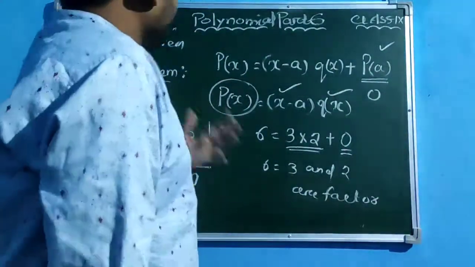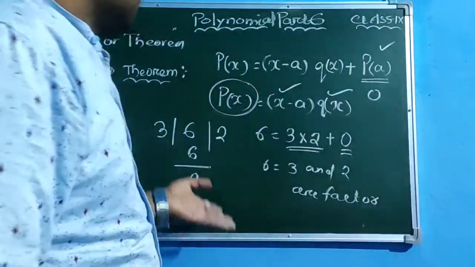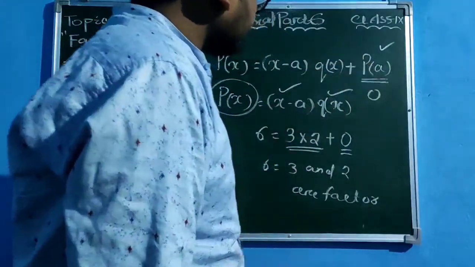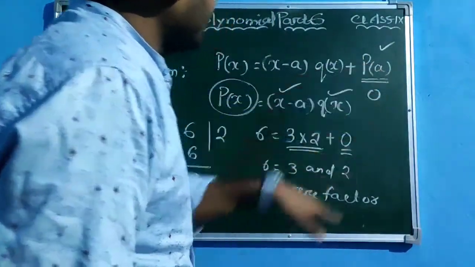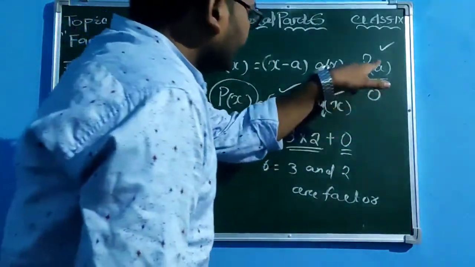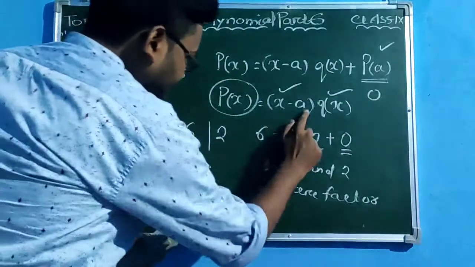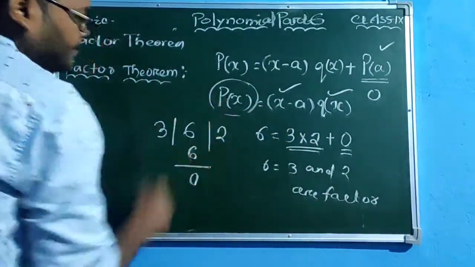Now we will discuss whether x minus a is a factor of p(x). By applying this formula we have to calculate p(a). In our calculation, if p(a) is equal to 0 then we conclude that x minus a, the linear polynomial, must be a factor of p(x).